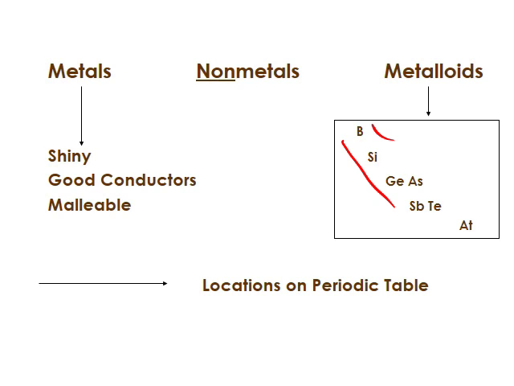The metals are shiny, they're good conductors of heat and electricity, and they're malleable; you can bend a metal and it's not going to crack. Nonmetals have just the opposite properties. They're not shiny, or dull. They're bad conductors. They're not malleable; it is going to crack when you try to bend it.